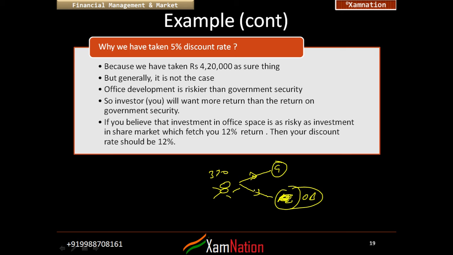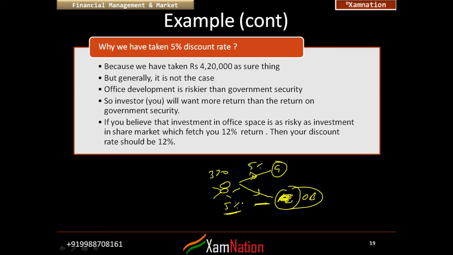Now, okay, I am taking the decision that I will invest into the office building. Now, if I invest into the government security, I will earn 5% of interest. So, by doing the investment into the office building, I am foregoing this 5% of interest. So what I would say is that if I am going to invest into the office building, I should get at least 5% of return. So that's why this 5% is also called the opportunity cost.